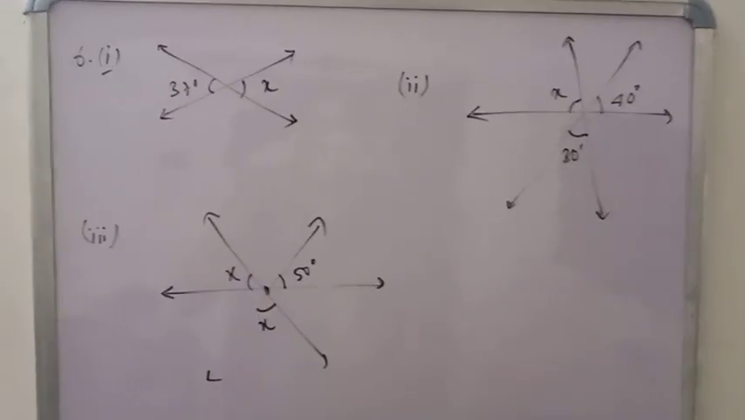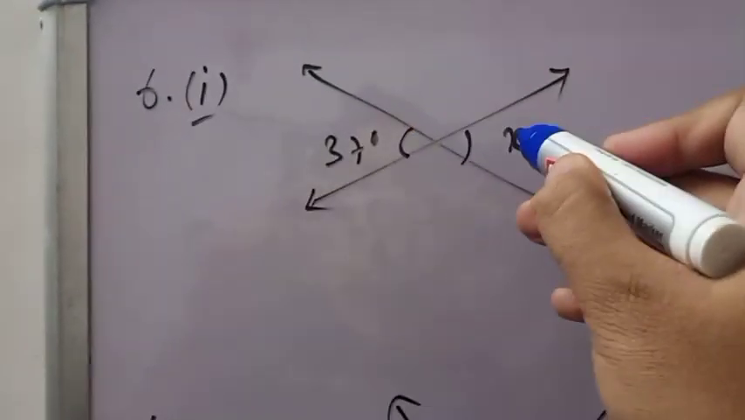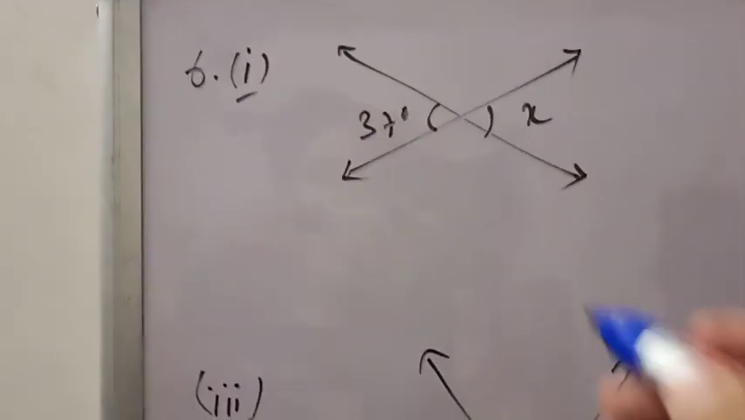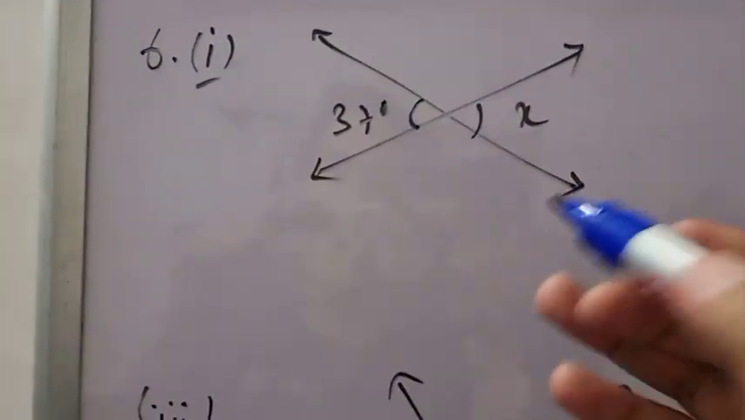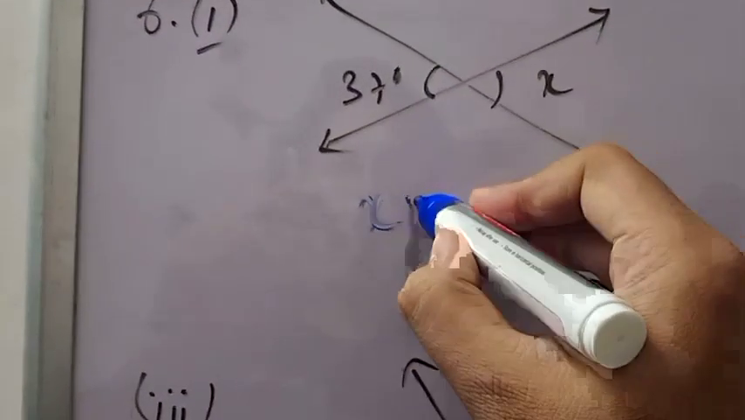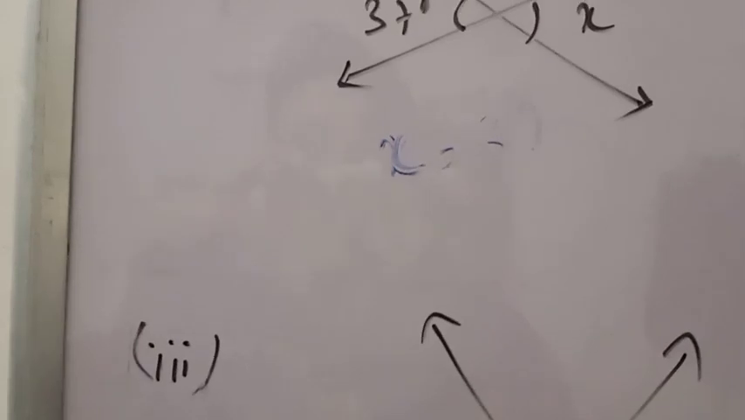In 6R1, see that in given figure 37 degree given and you have to find the x. So this angle and this angle, these two angles are vertically opposite angle. So x equals to 37 degree.